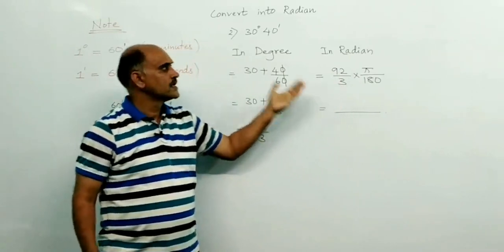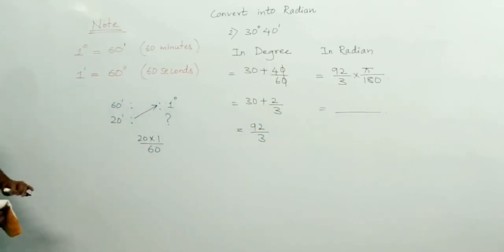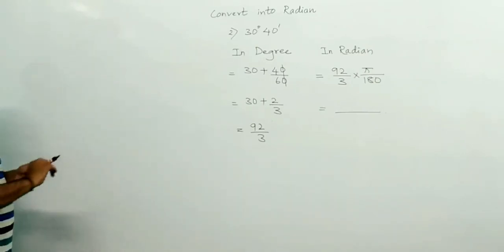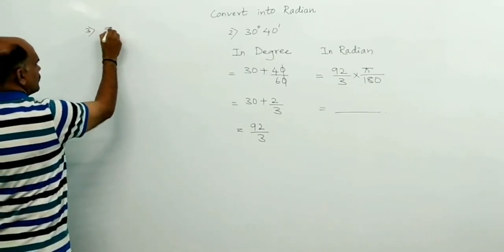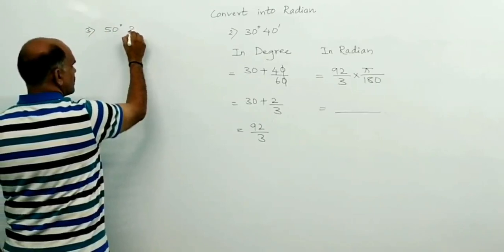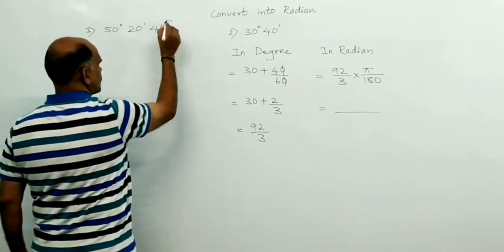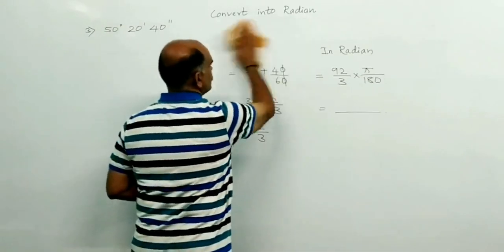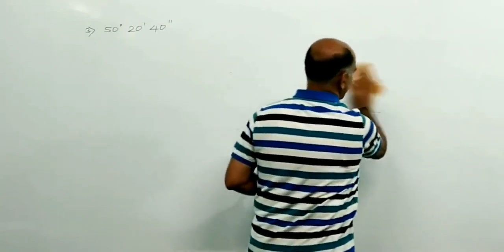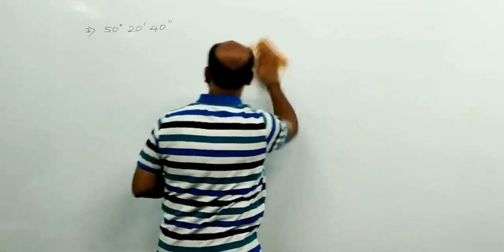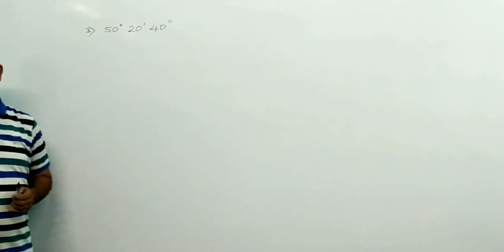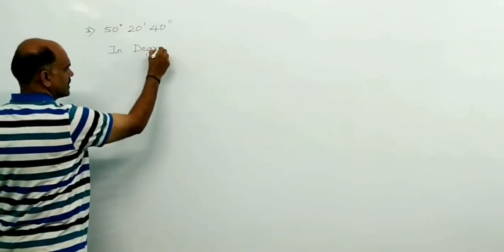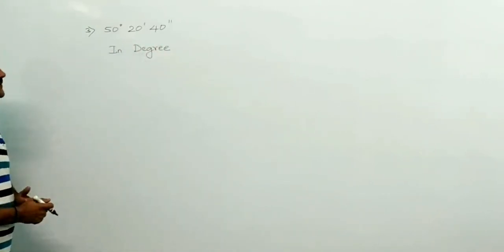Clear, students? Now if I take another example, the third one: 50 degree 20 minutes 40 seconds. You are required to convert this into radian. So first again you are required to convert this into degree.